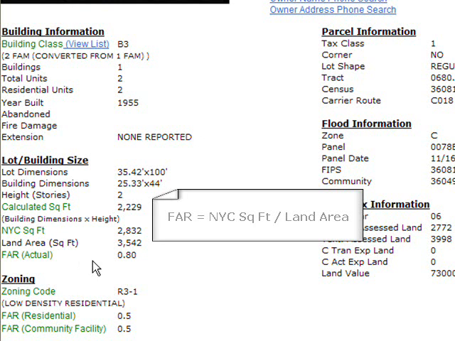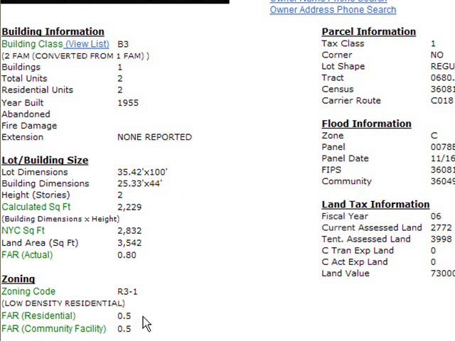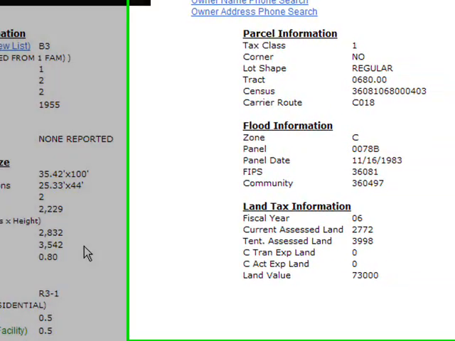Now, the FAR is regulated by the zoning. In this case, the property is a low-density residential zone, R3-1, and the maximum FAR for this area is 0.5. You'll see again that the actual FAR for this property is 0.8, so it actually happens to be above the regulated FAR. This is a good tool for appraisers in determining highest and best use, as well as developers and builders who are trying to determine how large of a property they can build.